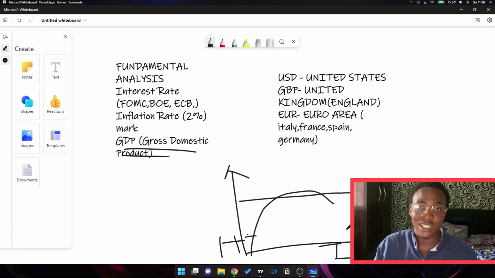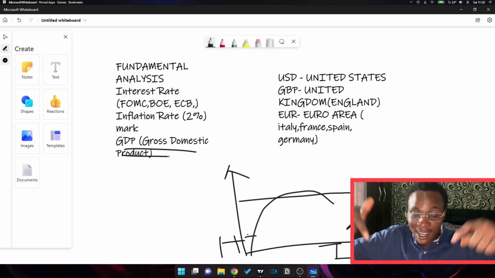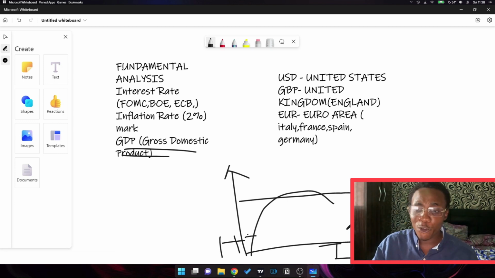And I also didn't talk about the gross domestic product. Gross domestic product is simply the value of goods and services produced in a country, not including exports, just the monetary value of the goods and services that a country produces. To judge the economic growth or strength of a currency or a country, it all depends on this.